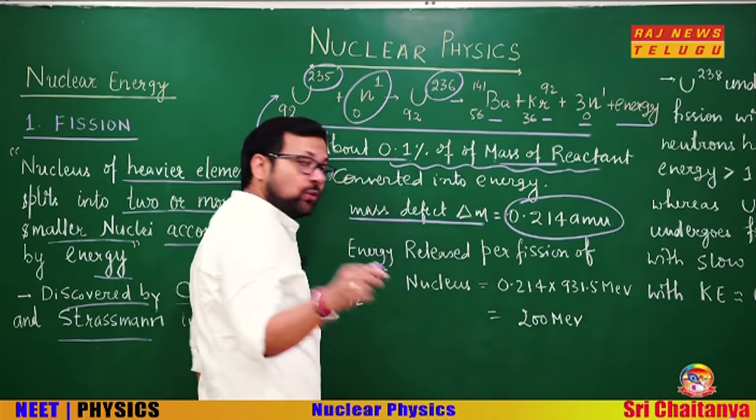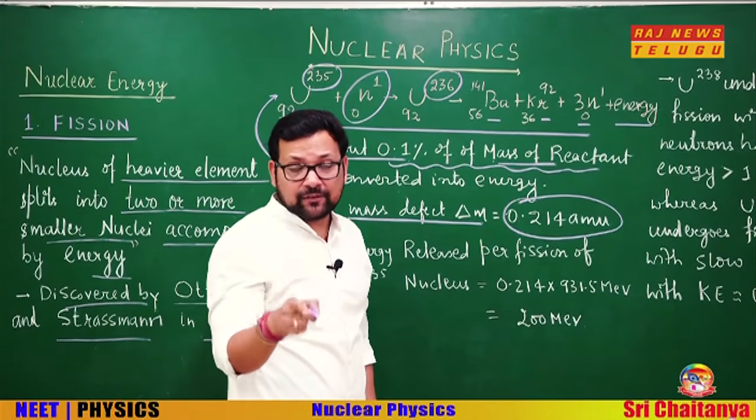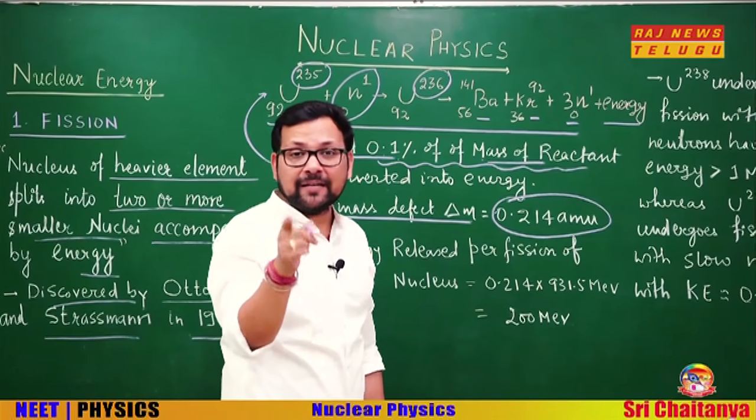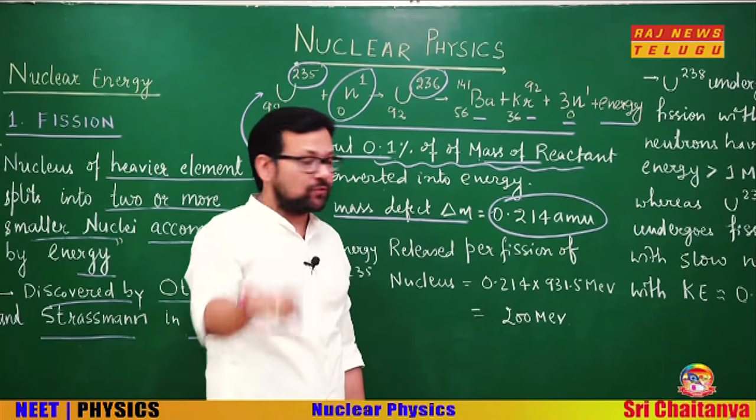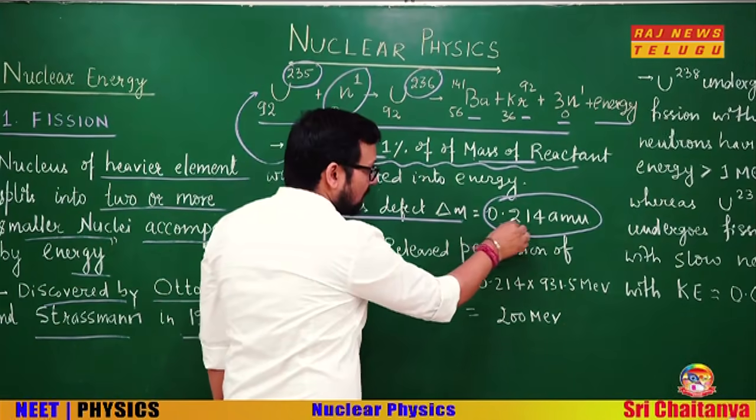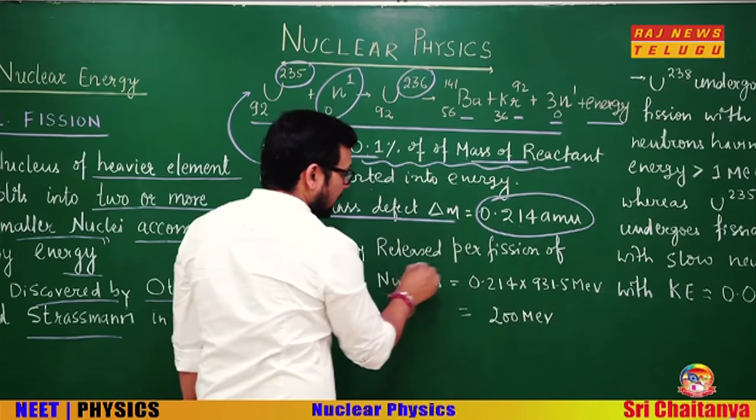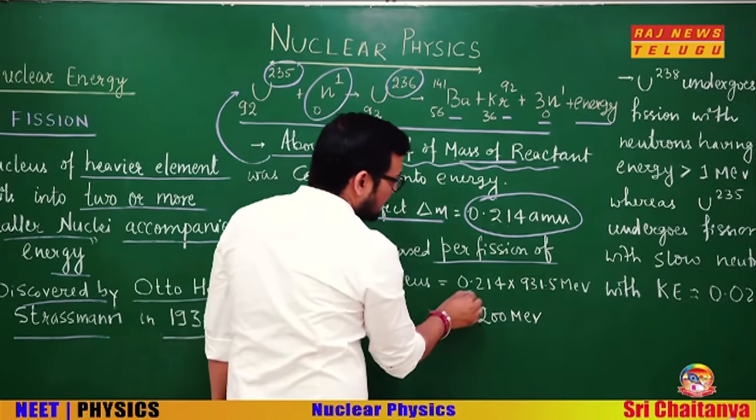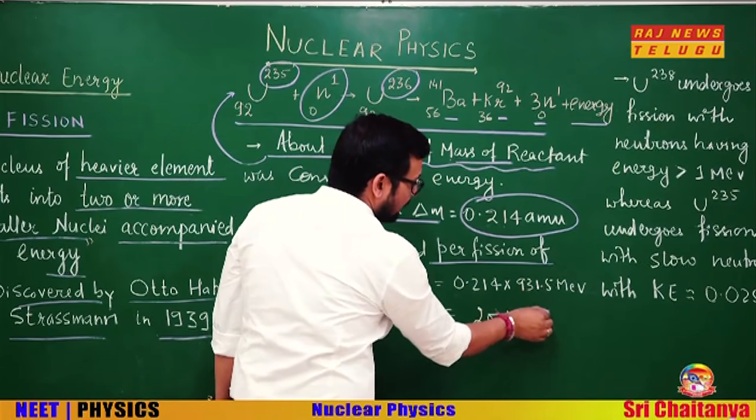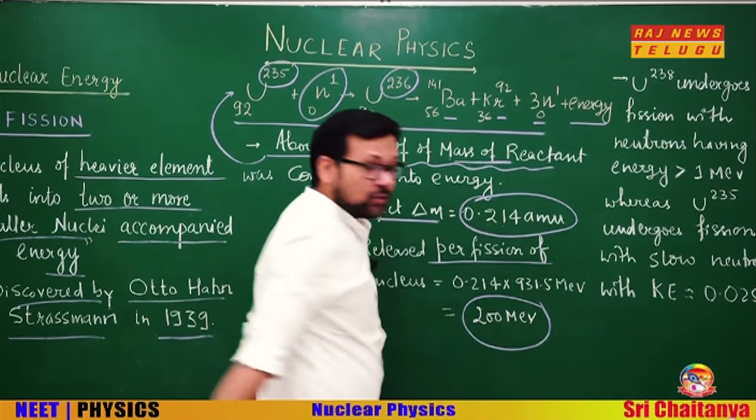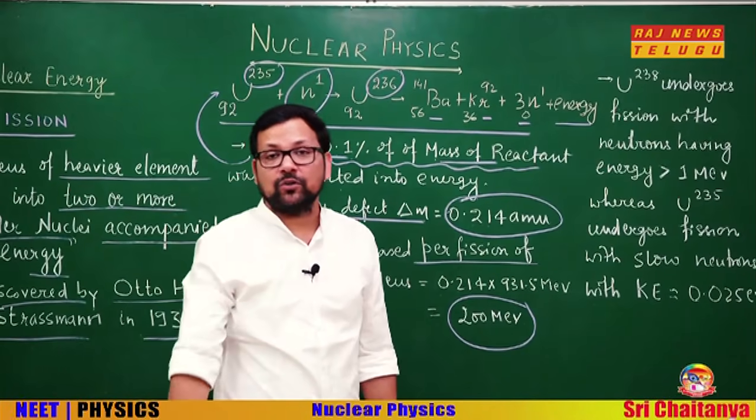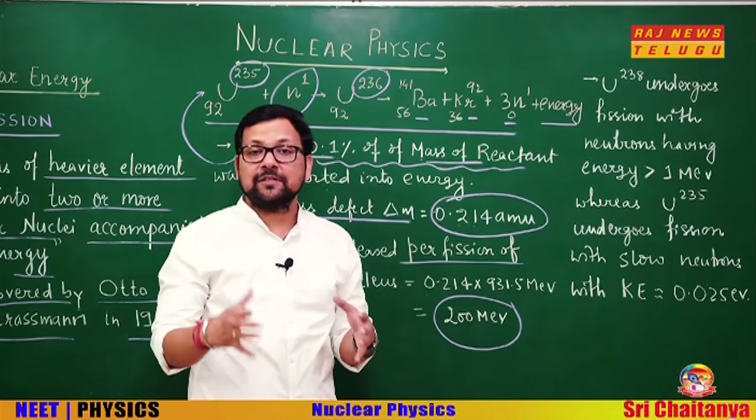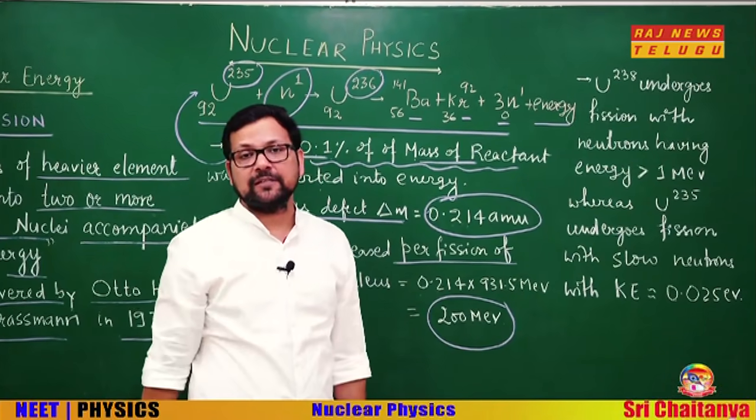For energy released, we know from mass-energy equivalence that 1 AMU corresponds to 931.5 mega electron volts. So for this much mass defect, the energy released per fission of a U-235 nucleus is 0.214 multiplied by 931.5, which is about 200 mega electron volts of energy. This was an enormous amount of energy.